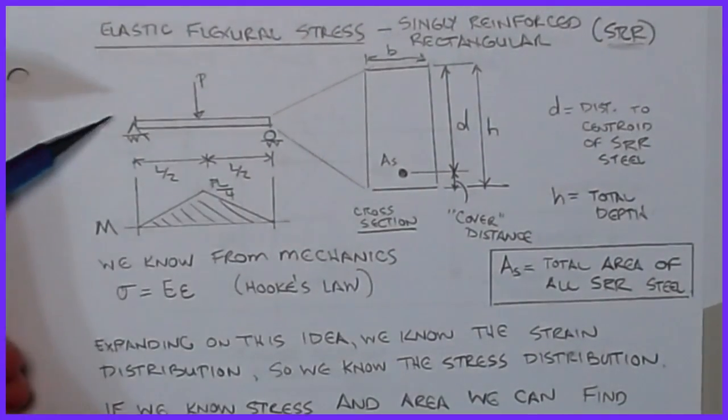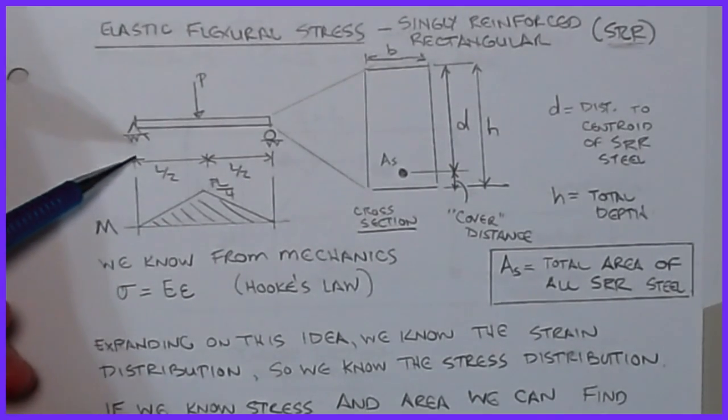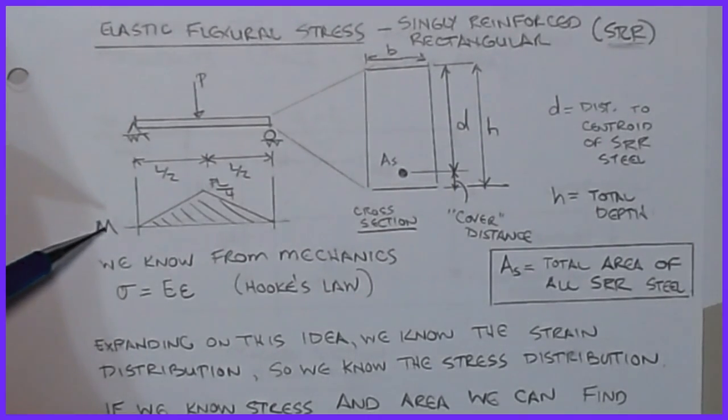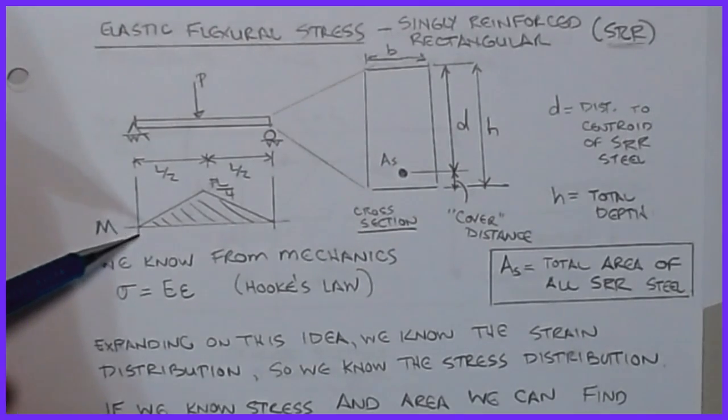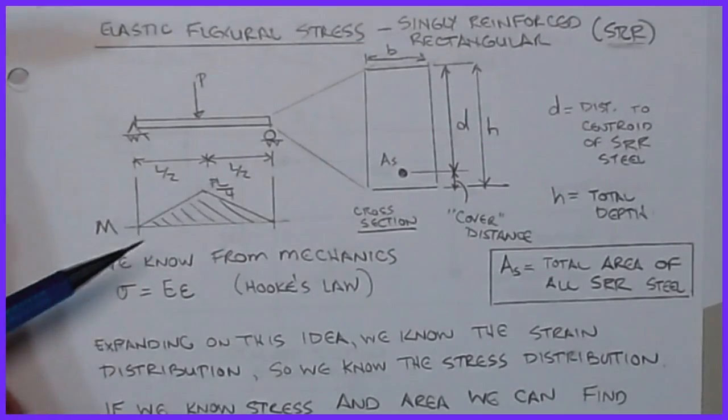For the example that we're going to look at, we're going to consider a beam that is simply supported. It has a point load in the middle and a span of L, so the distance to the load is L over 2 from each support. We know from our basic structural analysis and statics that the moment diagram would then be triangular, with a maximum value of PL over 4 here.